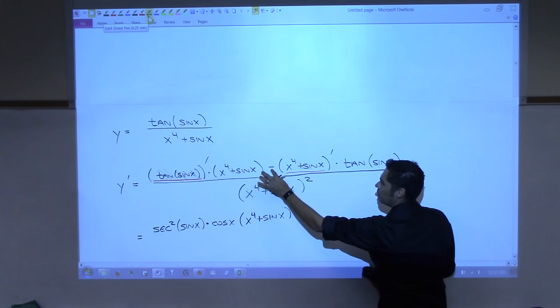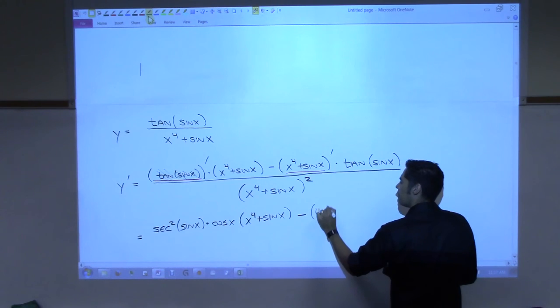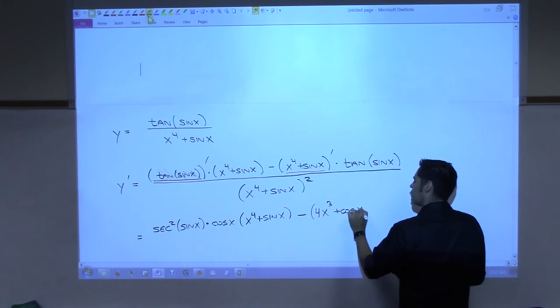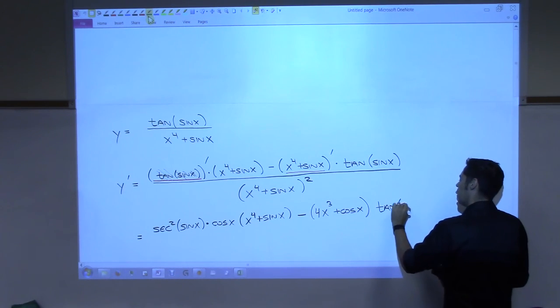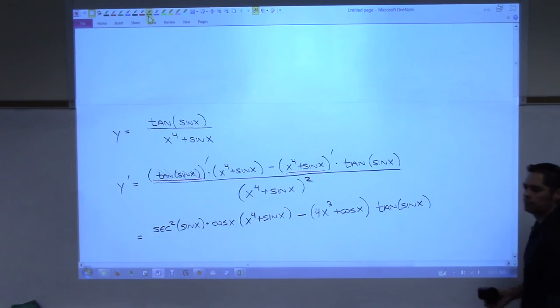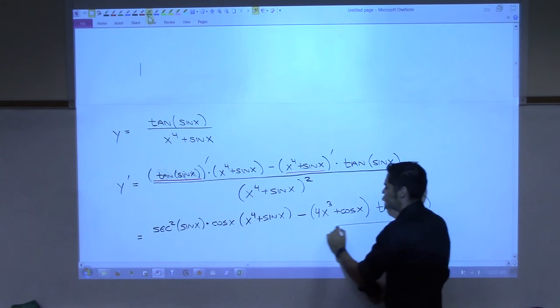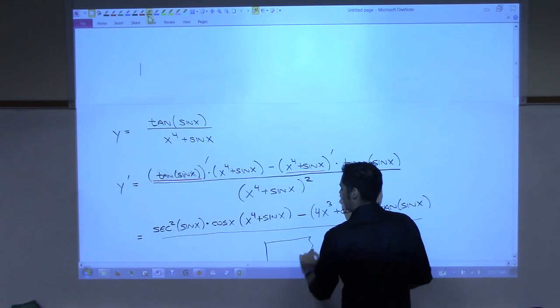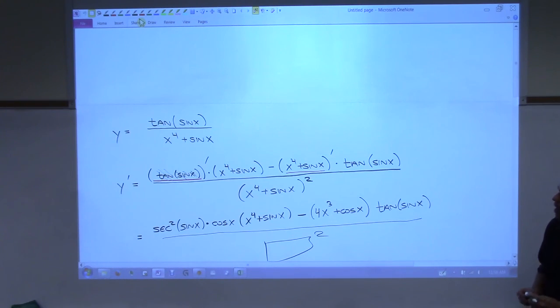Minus, right here, derivative of this: 4x to the third plus cosine x, and then tan of sine x, all of this over the bottom squared. That stuff, I'm not going to write it down squared. We're done. We will just leave it. You get the idea, right? The method is the important thing here.